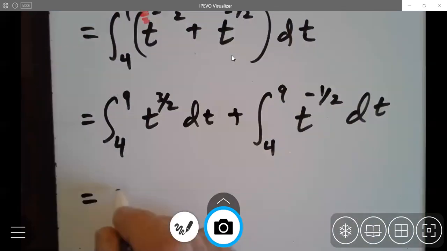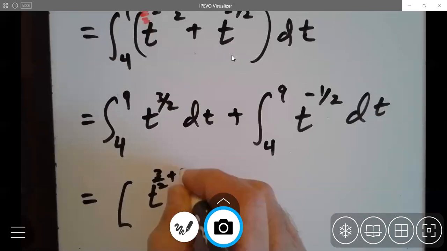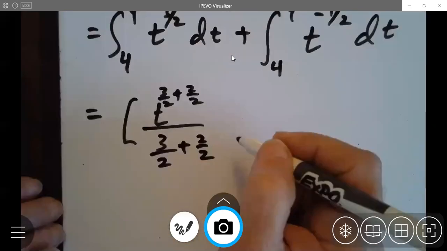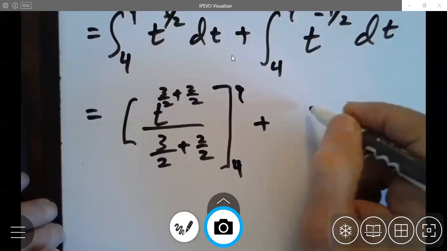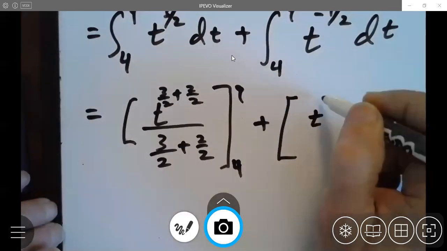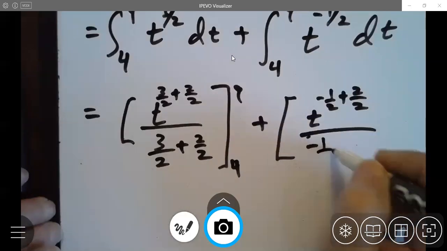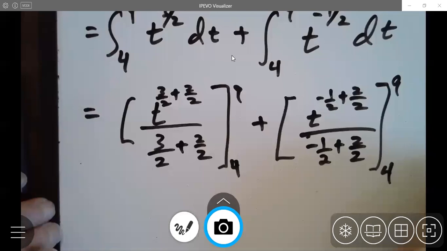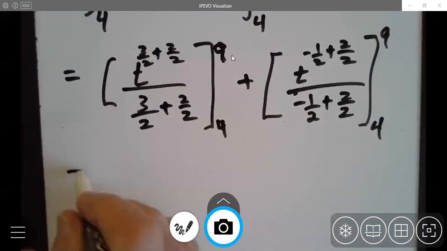Okay, so now this will be t to the 3/2 plus 1, right? Which will be 2/2 over 3/2 plus 1, which is 2/2, because we need a common denominator, right? And that's from 4 to 9, plus, and then this will be t to the negative 1/2 plus 1, which is 2/2, over negative 1/2 plus 1, which is 2/2, from 4 to 9. Okay, questions with that so far?